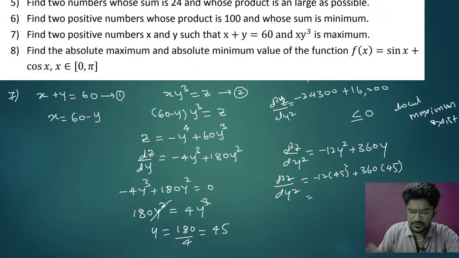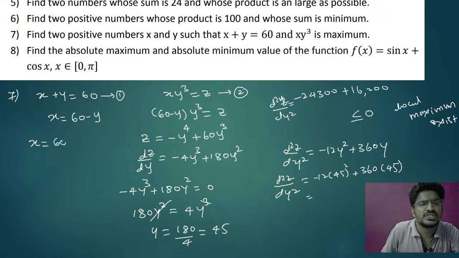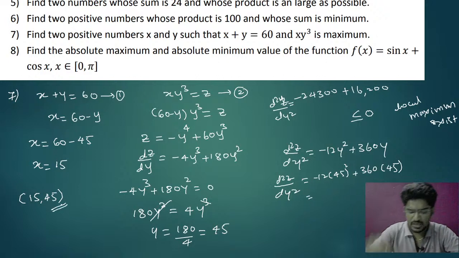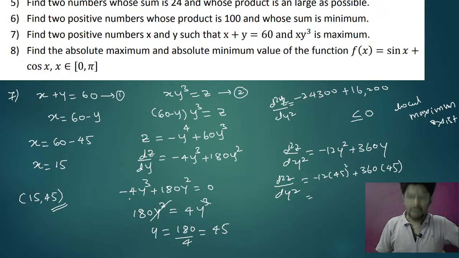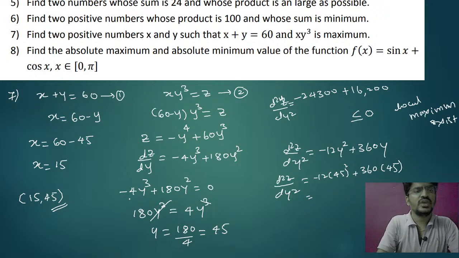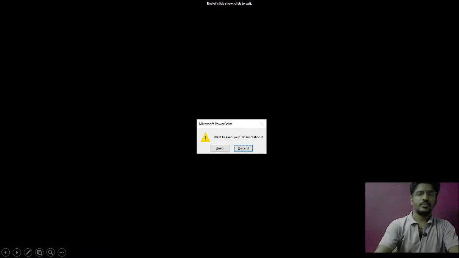Clear? So if local maximum exists, you can just say x will be equal to 60 minus 45, because y is equal to 45, x will be equal to 15, therefore 15 comma 45 is your required answer. Okay, so we can see 15 comma 45 will be your answer. Clear? Okay, so now we can go for the last problem.